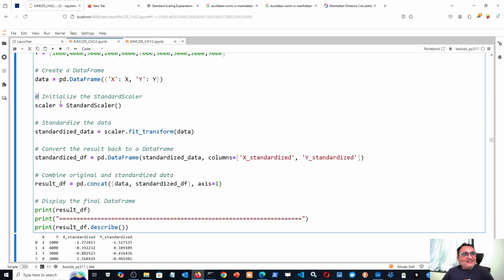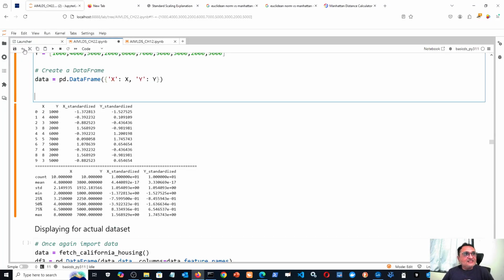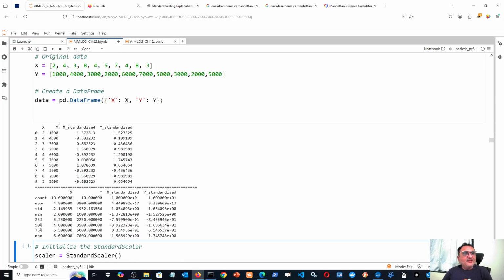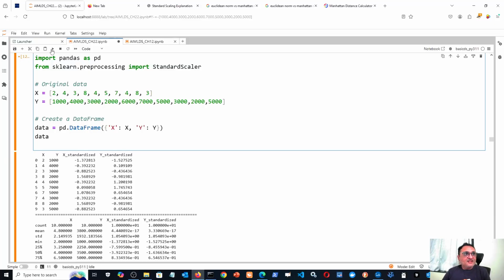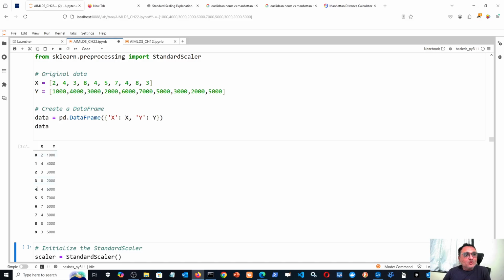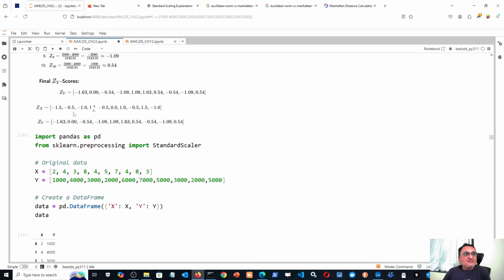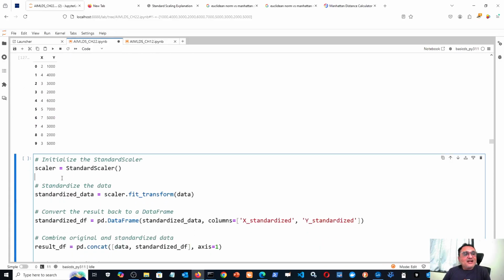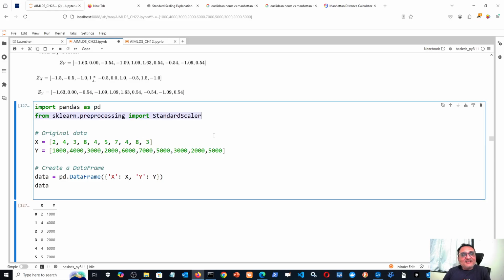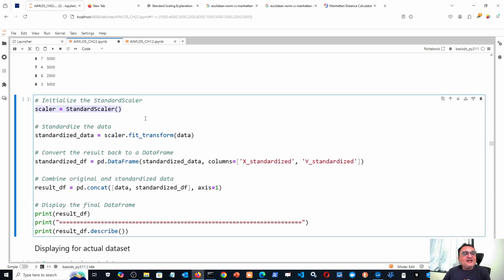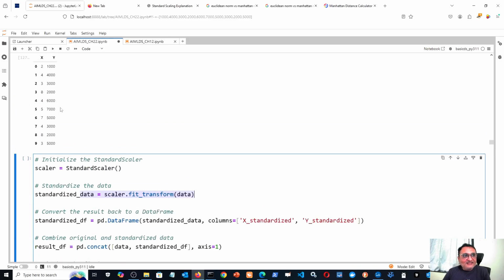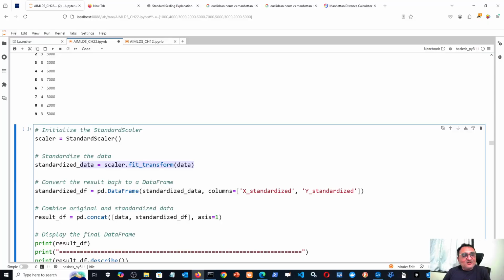If I take this to the next cell just for better understanding, and here I just print my data frame, then my data frame is like this, x and y, 2, 4 up to 10 observations, and 1000, 4000 and so on up to 10 observations. Those are the same values, and now I'm checking whether, when I apply standard scaling, my data frame becomes like this or not. So I have imported my StandardScaler, I have initialized the scaler object, and I now apply that scaler object to my entire data. This is my data. So then apply scaler.fit_transform to my data, and store that in a new data frame, standardized data.